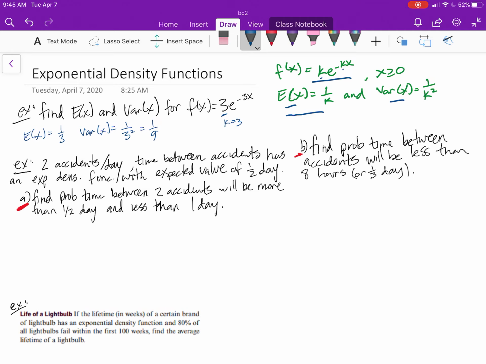All right. In the next example, we're taking this scenario in a factory where there were 2 accidents per day. The time between the accidents has an exponential density function, and the expected value is 1/2 a day. So we expect that every half day, 12 hours, there is an accident, and that there are 2 per day.